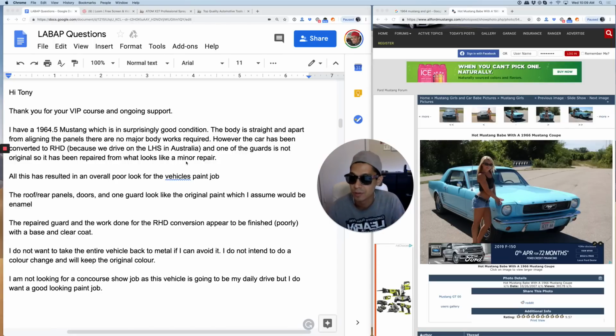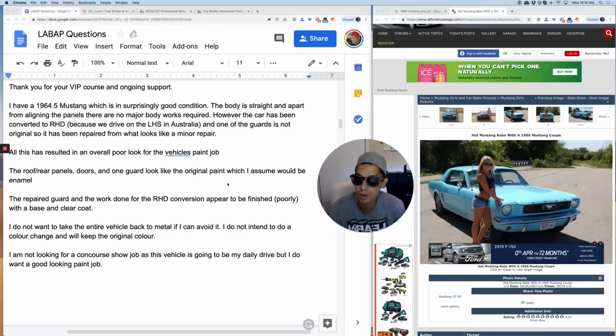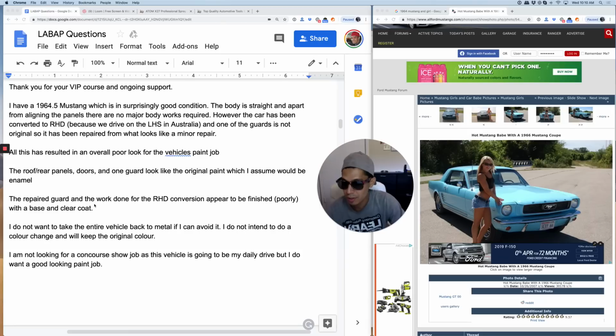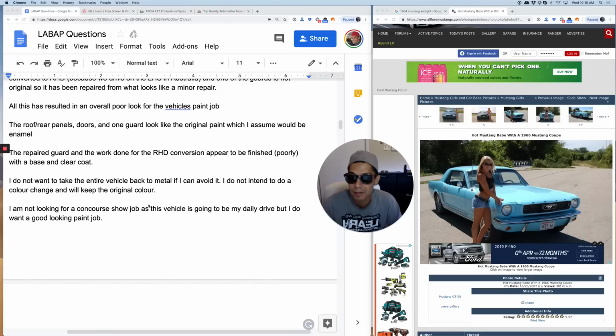However, the car has been converted to RHD, right-hand drive, because we drive on the left-hand side in Australia, and one of the guards is not original. So it has been repaired, from what it looks like a minor repair. All of this has resulted in an overall poor look for the vehicle's paint job. The roof, rear panels, doors, and one guard look like the original paint, which I assume to be enamel. The repaired guard and the work done for the right-hand drive conversion appear to be finished poorly with base coat and clear coat. I do not want to take the entire vehicle back to metal if I can avoid it.